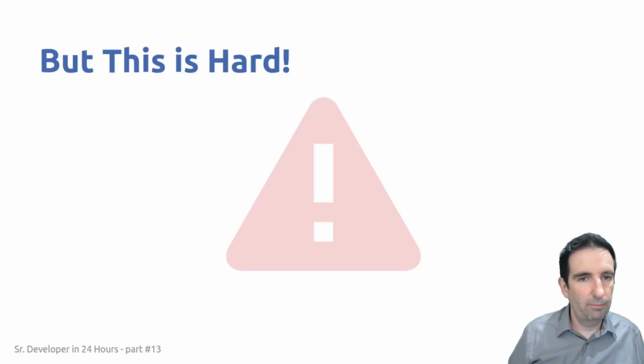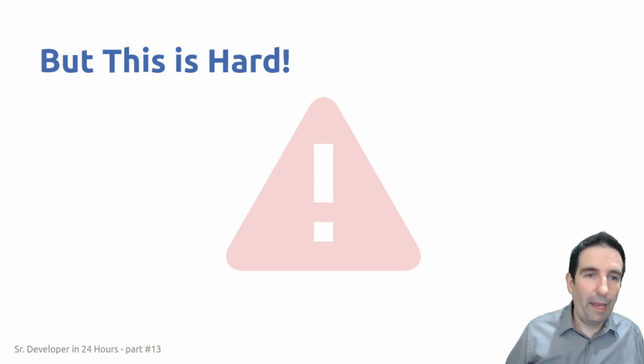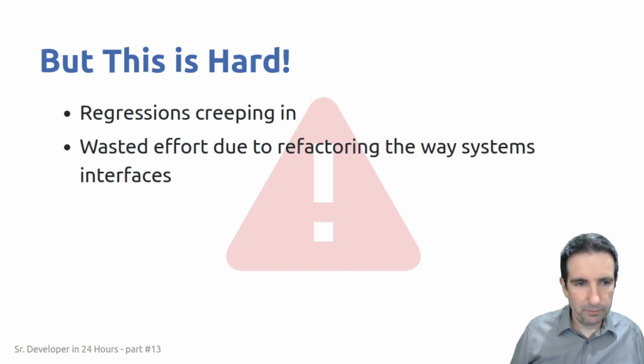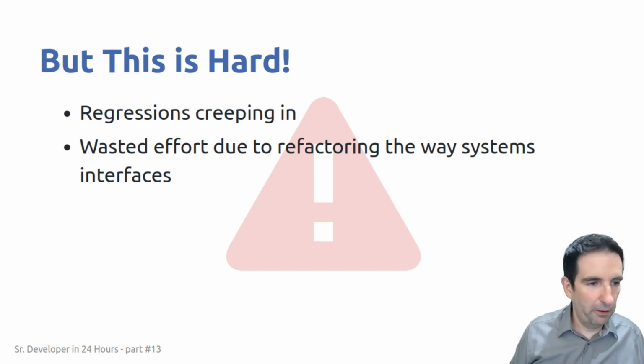All right, I mentioned this last time. This is pretty hard. And yes, it is hard. But the alternative of not doing anything is even worse. We're going to have regressions creeping in. Things that used to work, we fix them, then they break again. We're going to have a lot of wasted effort because we'll have to refactor the ways in which the systems interact because we didn't verify that the interfaces were properly aligned. So, a lot of extra work.